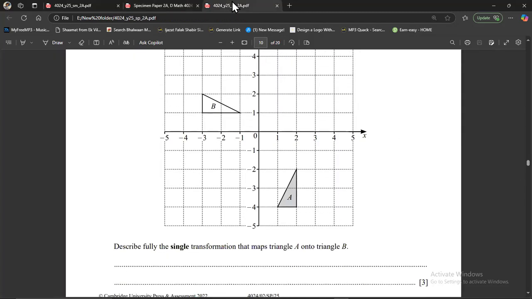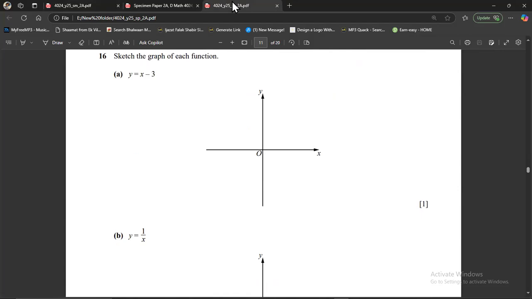The next question coming up on your screen is sketch the graph of each function. So here we have a graph. It's a linear graph, the first one. y equals x minus 3. So the gradient is 1 and its y-intercept is minus 3. So its y-intercept will be here somewhere, and you have to draw simply an inclined line because the gradient is positive. So simply you have to draw a line. It's just a 1-mark question.